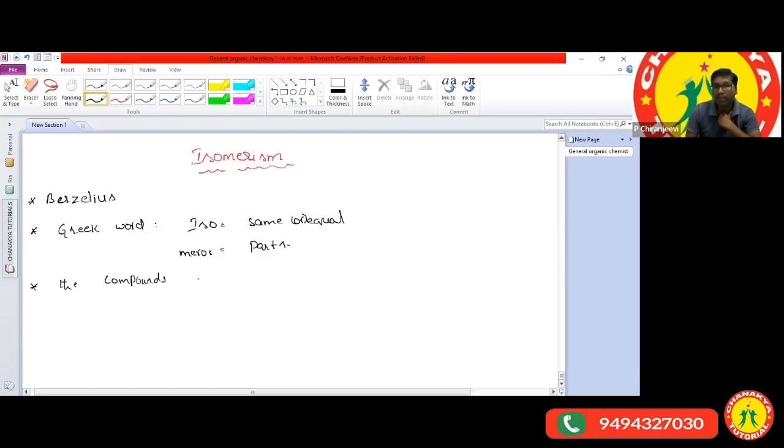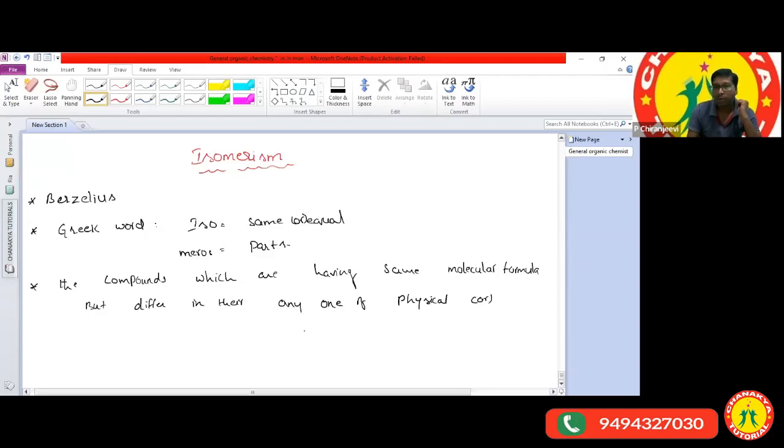Compounds which have the same molecular formula but differ in any one of the physical or chemical properties are called isomers.